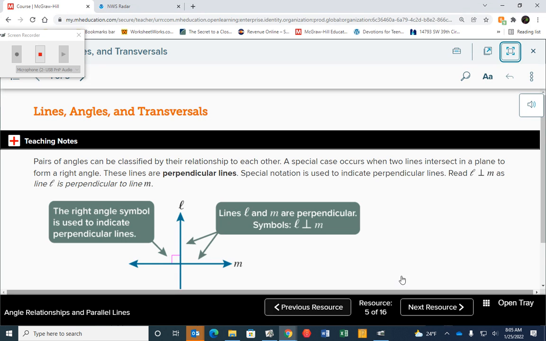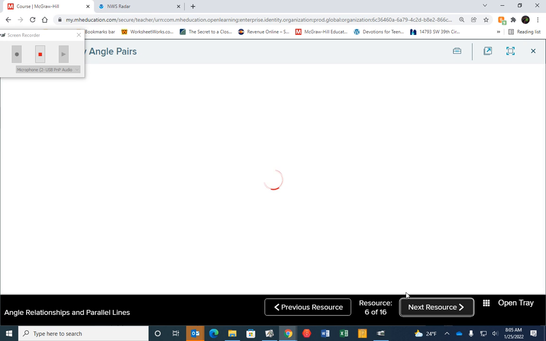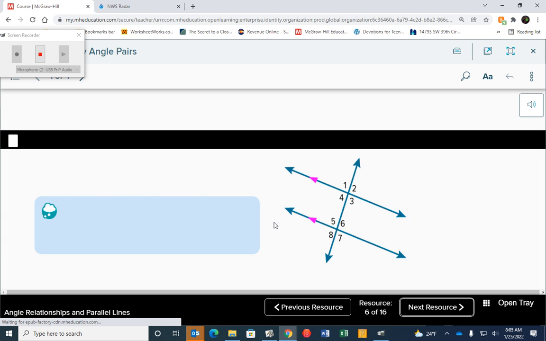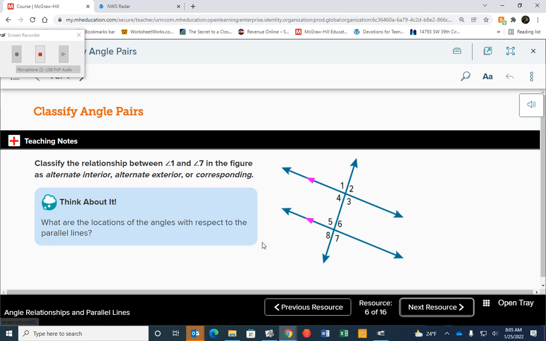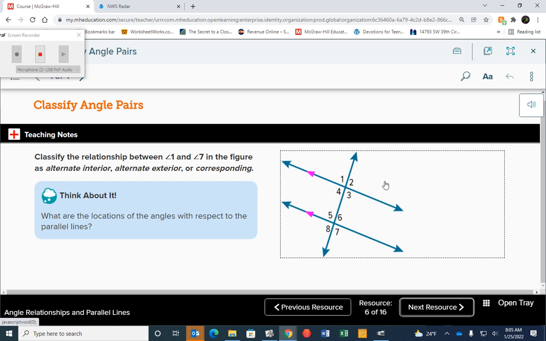Okay. Let's look at some angle pairs here. All right, so let's look. We know if we're classifying the relationship between angle 1 and angle 7, as alternate interior, alternate exterior, or corresponding. Okay, what do you think these mean? There's three things we're going to learn about. Alternate interior, alternate exterior, and corresponding. So if we're looking at angles 1 and 7, just look at this, and what can you tell me about 1 and 7? Looking at what we just did with that other transversal.